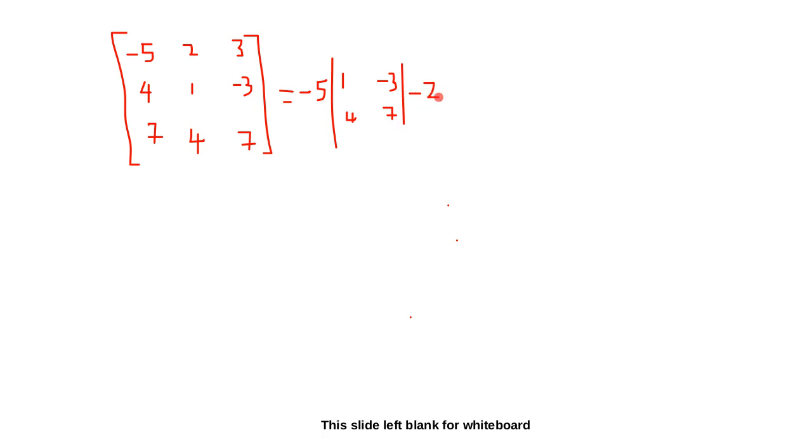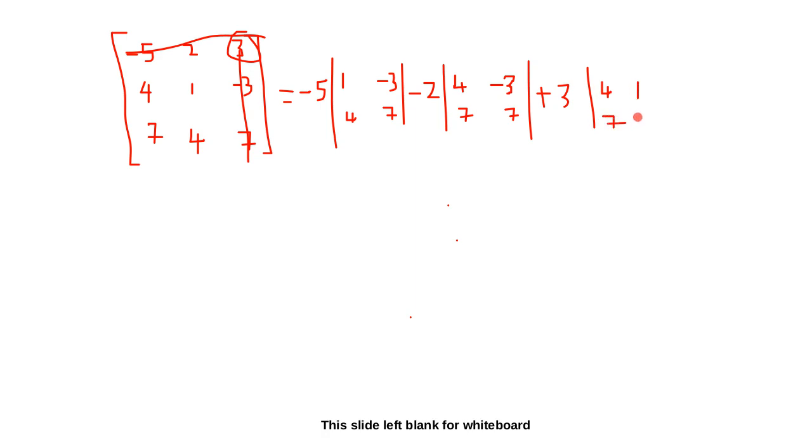Minus 2. Then we also bring its minor, so we delete row 1 and column 2. So we'll have 4, 7, minus 3, 7. Then lastly, plus 3, and it is this 3 here. So we'll delete this column and the row where it is appearing. Then we'll have a 4, 1, 7, 4.